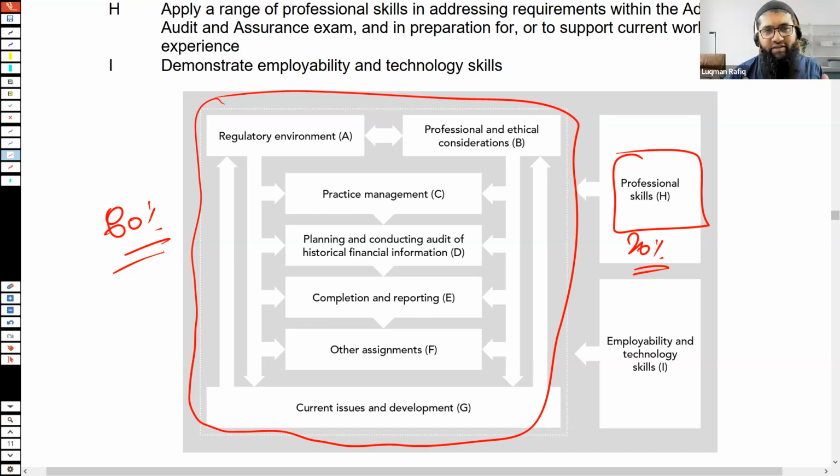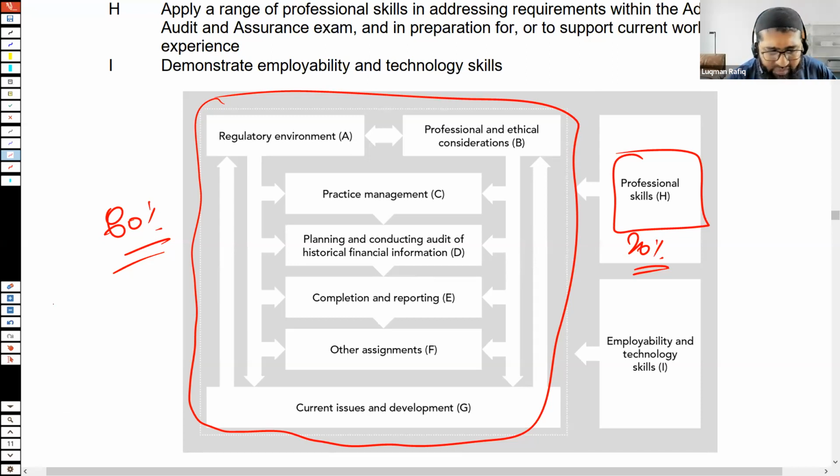Now, this is a bit tricky. Why? Because earlier we used to have only 4 professional marks in the paper, but now it's going to be 20 professional marks, similar to what you see in the SBL.